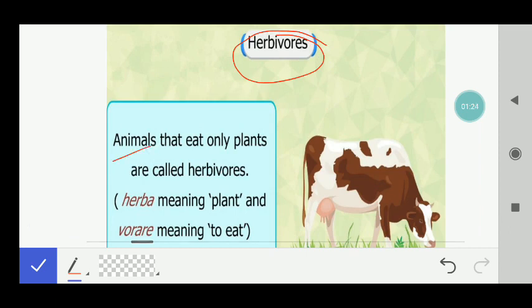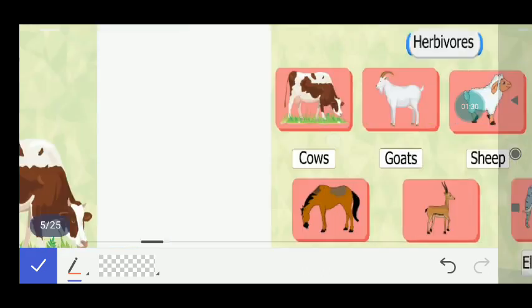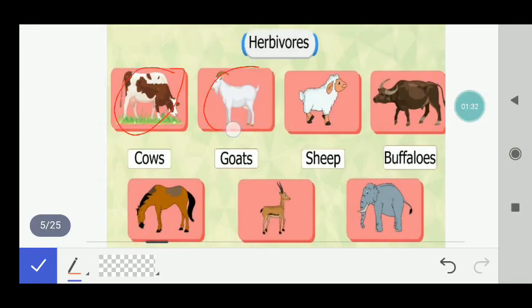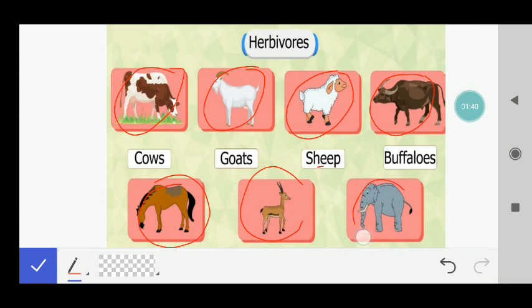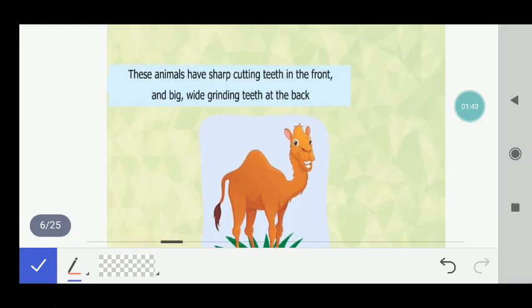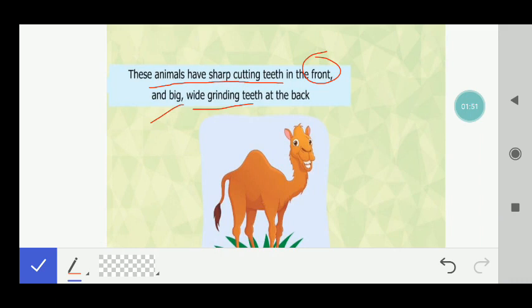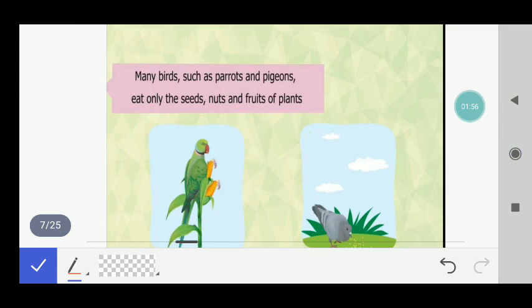Herbivores. Animals that eat only plants or plant products are called herbivores. For example, cows, goats, sheep, buffaloes, horse, deer, and elephants. These animals have sharp cutting teeth in the front and big wide grinding teeth at the back for crushing and grinding the plants.